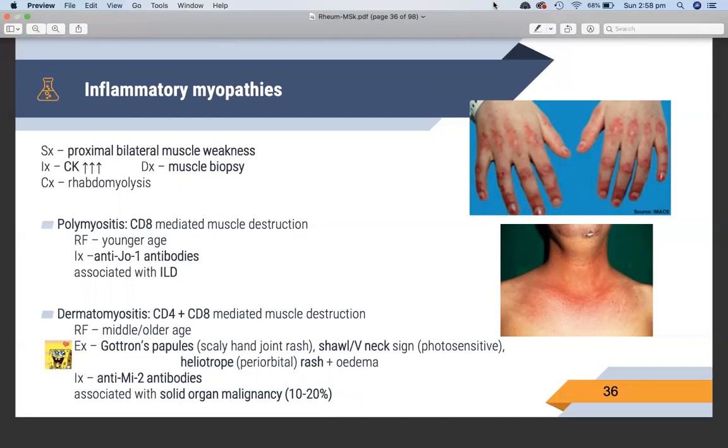The two you should know: polymyositis, which is CD8 mediated, which has anti-Jo-1 antibodies, and you can sometimes get interstitial lung disease with that, versus dermatomyositis, where it's CD4 and CD8. And you get these really buzzwordy things. So you get Gottron's papules, which are these ones here. You can get a shawl or V-neck sign, which is often photosensitive. And then you can get a heliotrope rash, which is periorbital. Okay. MSK and edema. And the antibody for this is anti-Mi-2. And importantly, a lot of these patients have solid organ malignancy, so you want to do full-on CT scans of the whole body and make sure there's nothing going on.